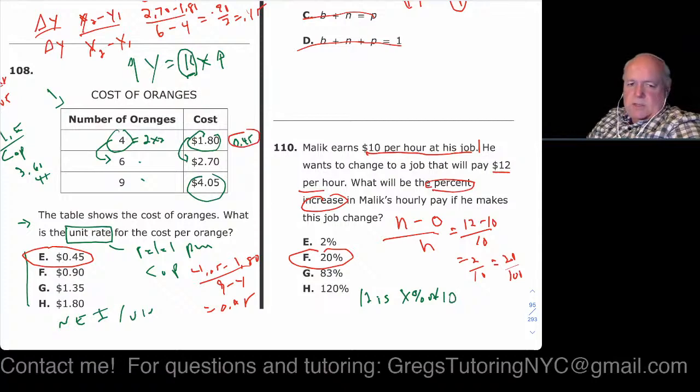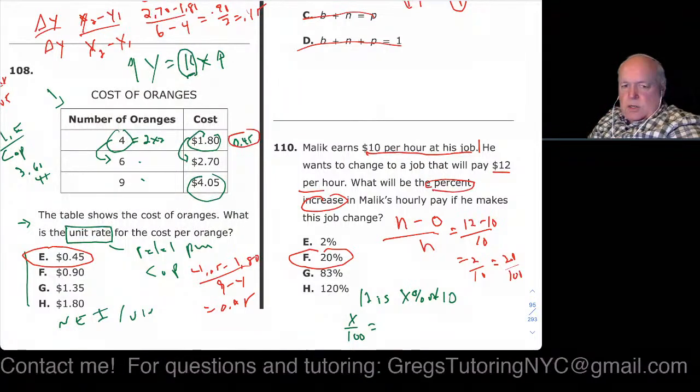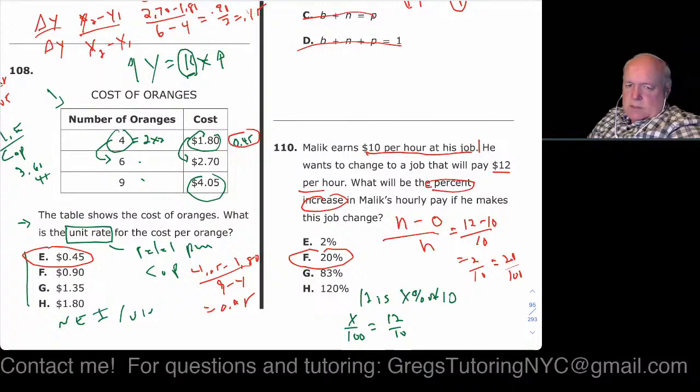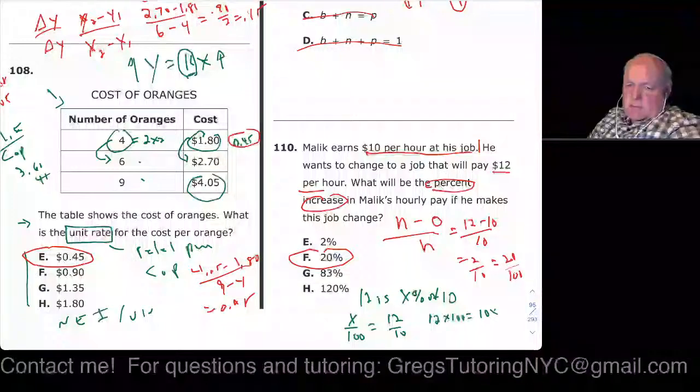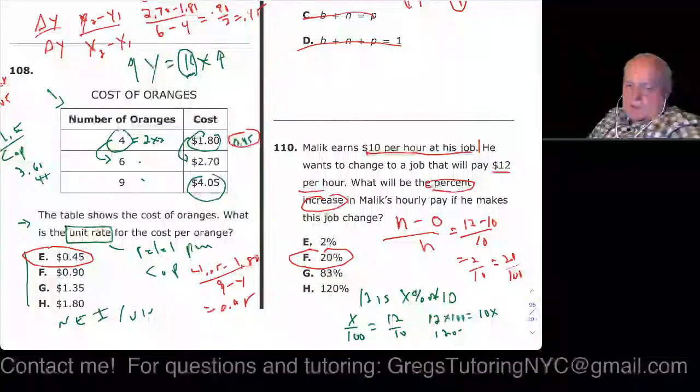Okay. In which case we can set up a proportion that it's X percent is equal to 12 over 10. And we could use the cross product. So we get 12 times 100 equals 10x. Okay, that's 1200 equals 10x. And therefore 120 is equal to x.